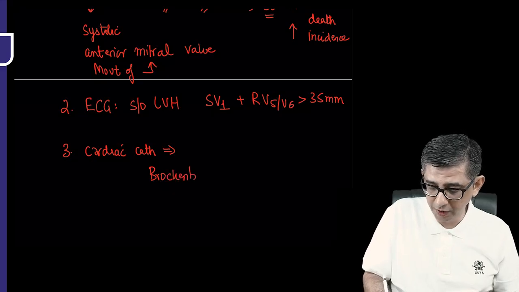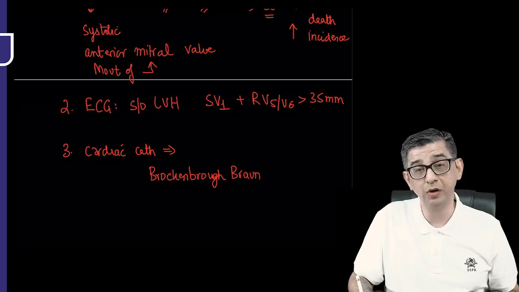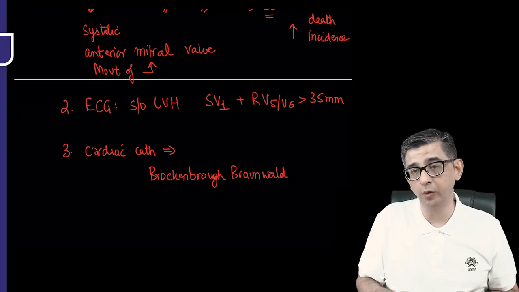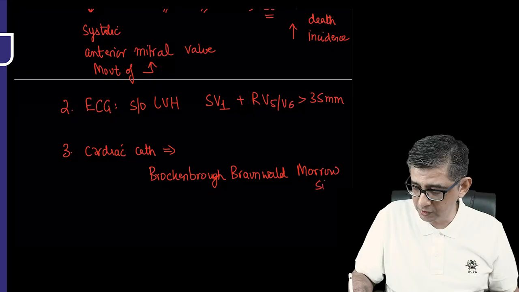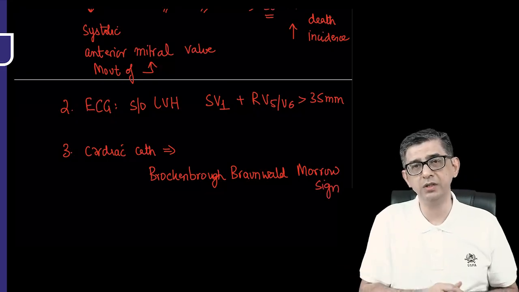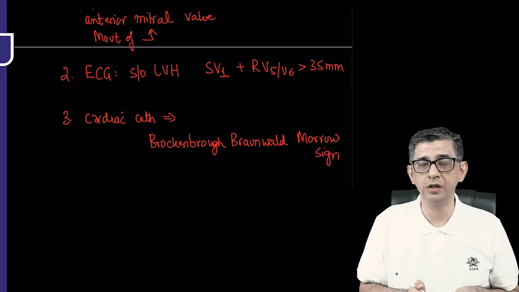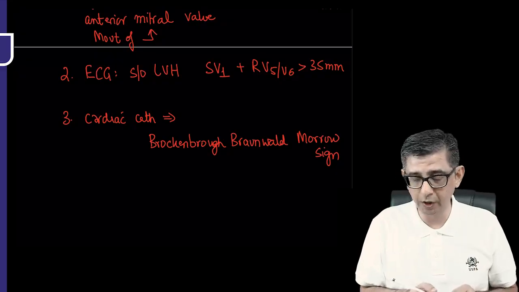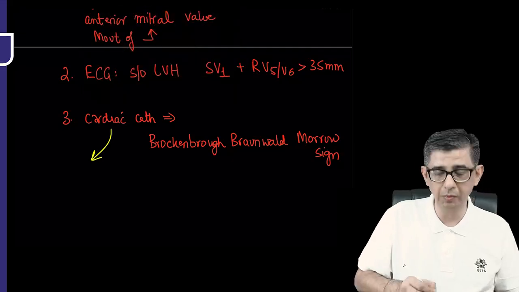This would be a longish name. This is called the Brockenbrough-Braunwald-Morrow sign. You very well know Braunwald, the famous author of the textbook of cardiology. But at the moment, I'm talking about the Brockenbrough-Braunwald-Morrow sign, not marrow, but Morrow. In fact, this was one of the questions in a previous year at PGI Chandigarh. Now we call it INI-SET. The Braunwald-Morrow sign is a cardiac catheterization finding of hypertrophic cardiomyopathy.